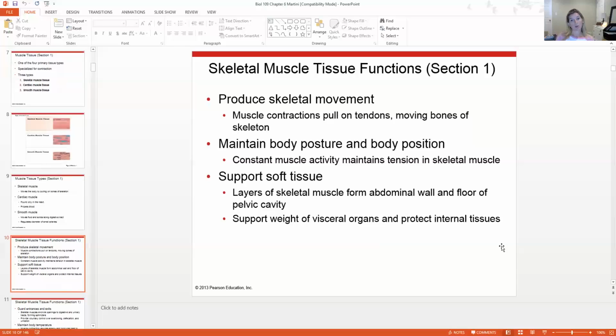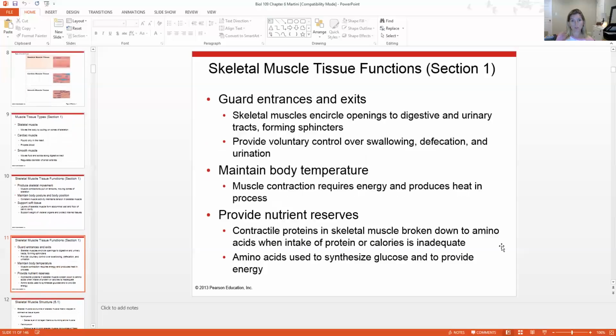It's also to maintain our body posture and our body position. Keeping me upright in this chair are lots of back muscles that are holding me up. They're there to support soft tissue. There's layers of muscle that are holding in your abdominal cavity organs. So those muscles are there holding in your abdomen. They're also there to support your visceral organs and hold them in place, as well as protection.